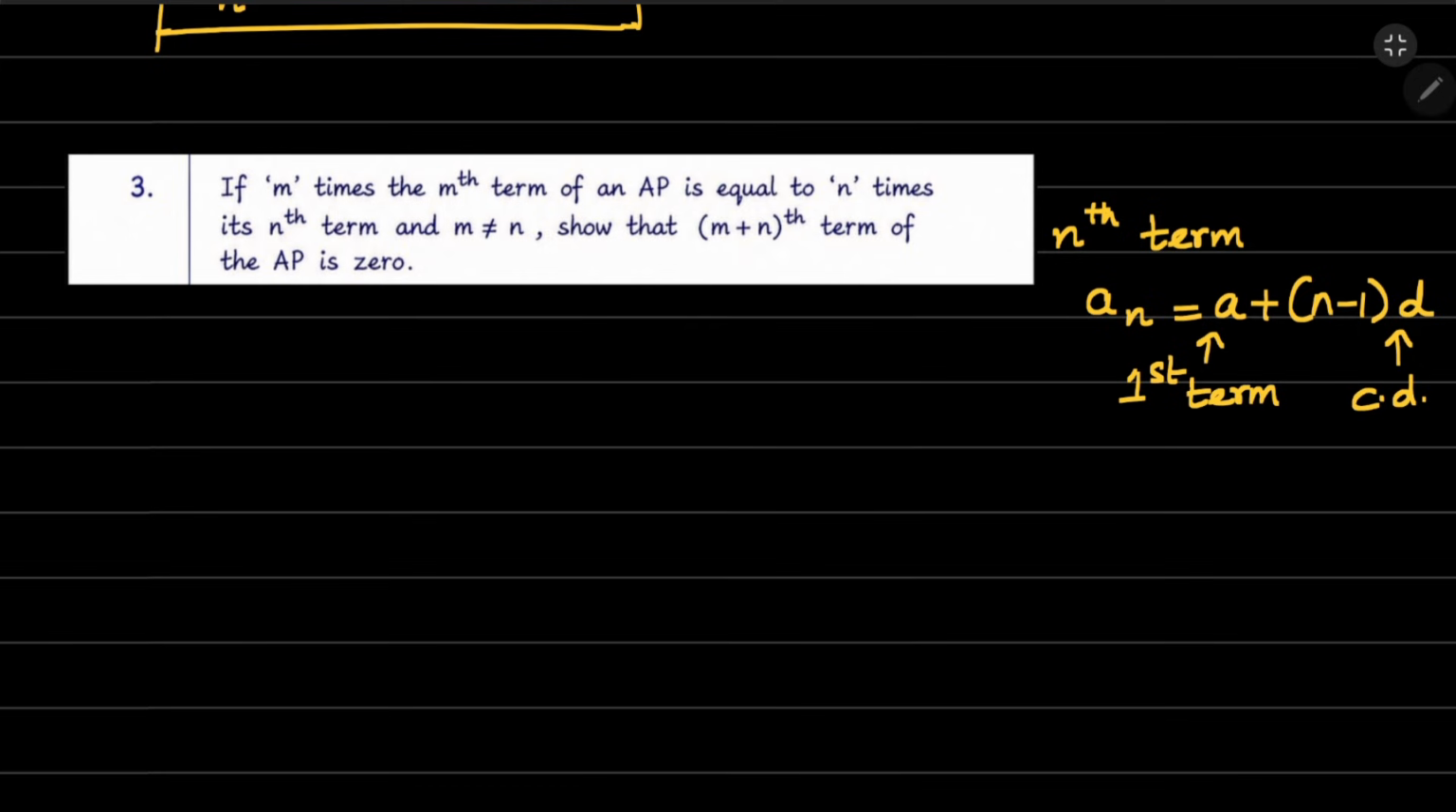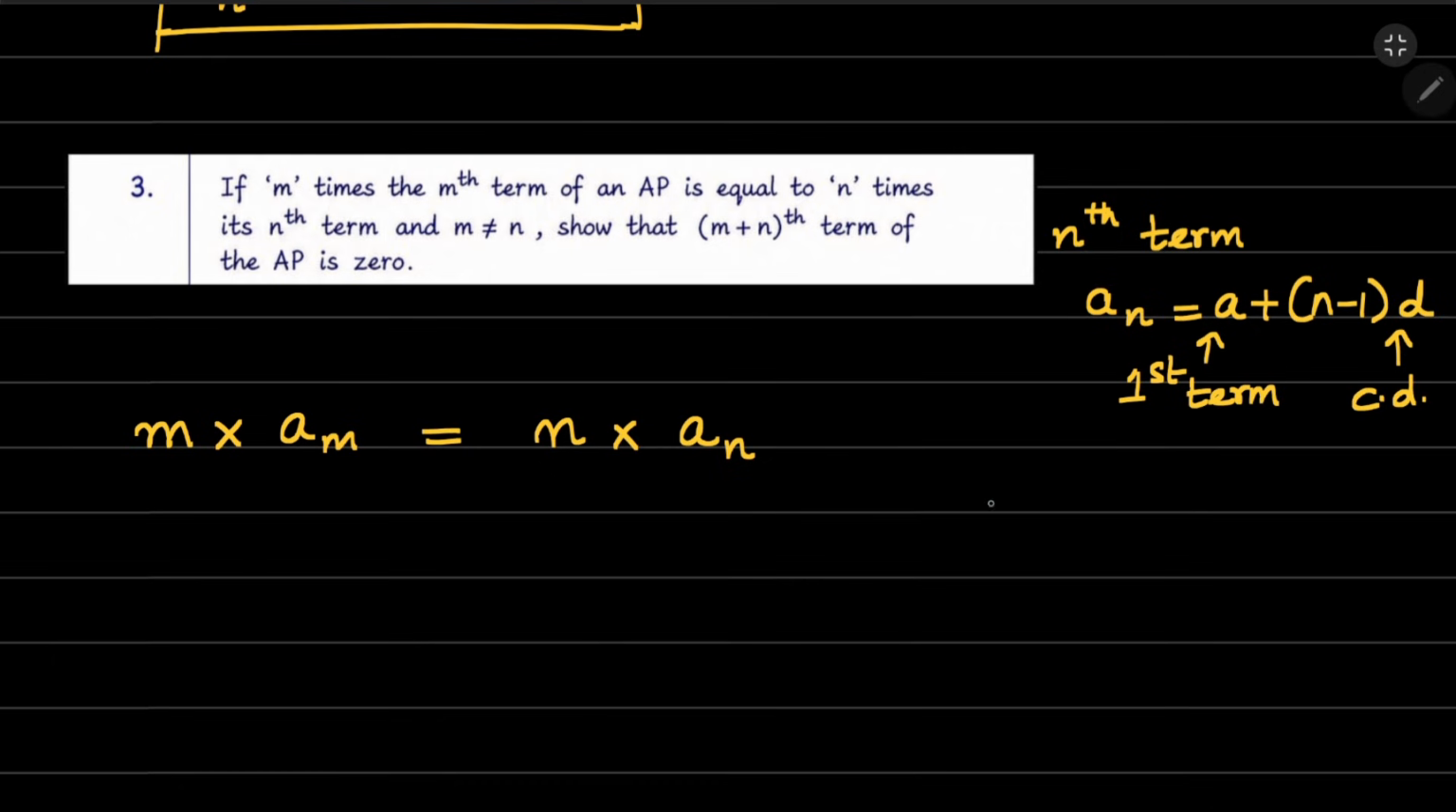Similarly, what would be your formula for the mth term? It will be am equal to a plus m minus 1 into d. Right? Now, what is given? m times the mth term. Let's write it. m times means m multiplied by am. So m times the mth term of the AP is equal to n times the nth term. And you're also given that m is not equal to n.